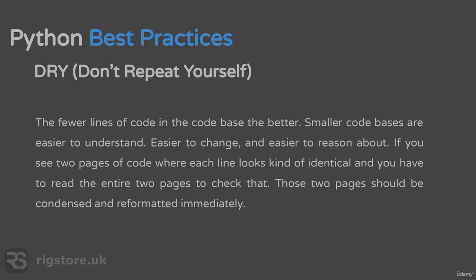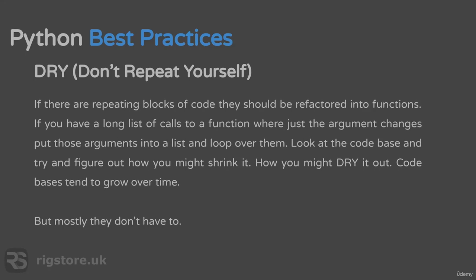If you see 2 pages of code where each line looks kind of identical and you have to read the entire 2 pages to check that, those 2 pages should be condensed and reformatted immediately. If there are repeated blocks of code, they should be refactored into functions. And if you have a long list of calls to a function where just the argument changes, put those arguments into a list and loop over them.